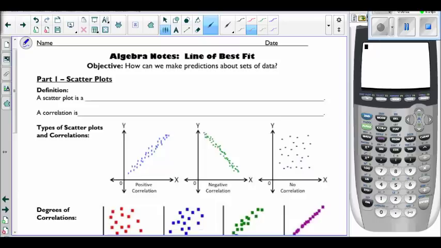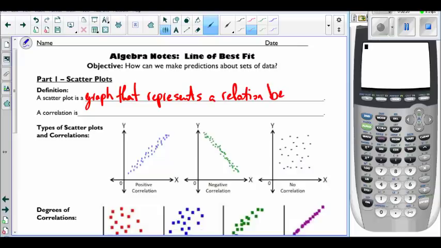Here we're going to be talking about scatterplots and lines of best fit. A scatterplot is a graph that represents a relation between two variables.